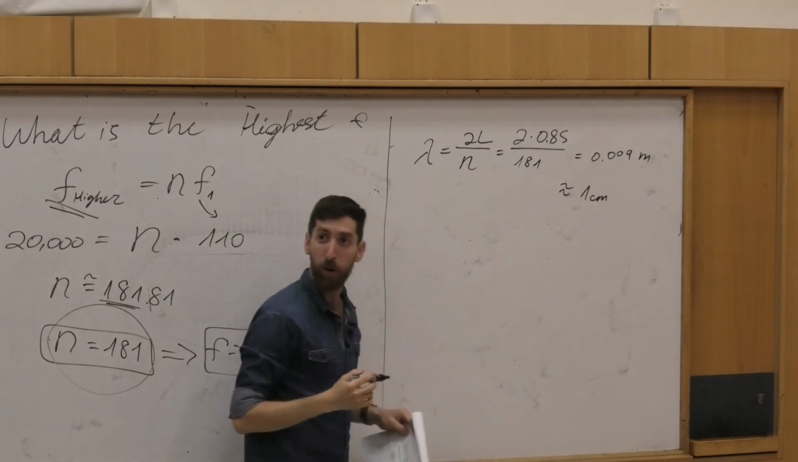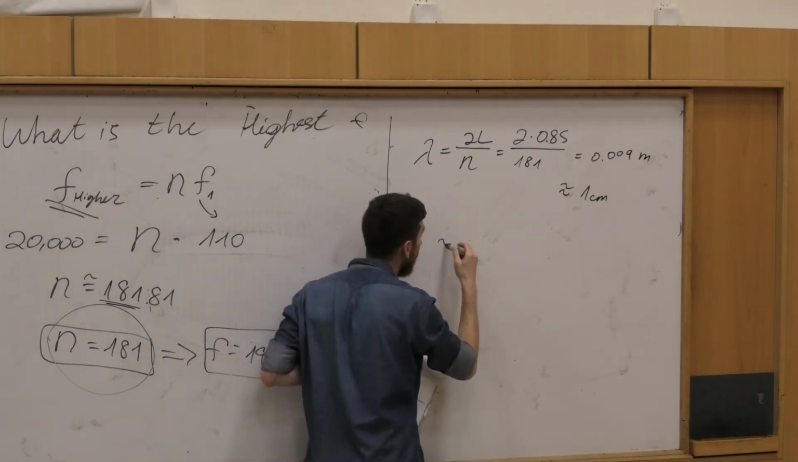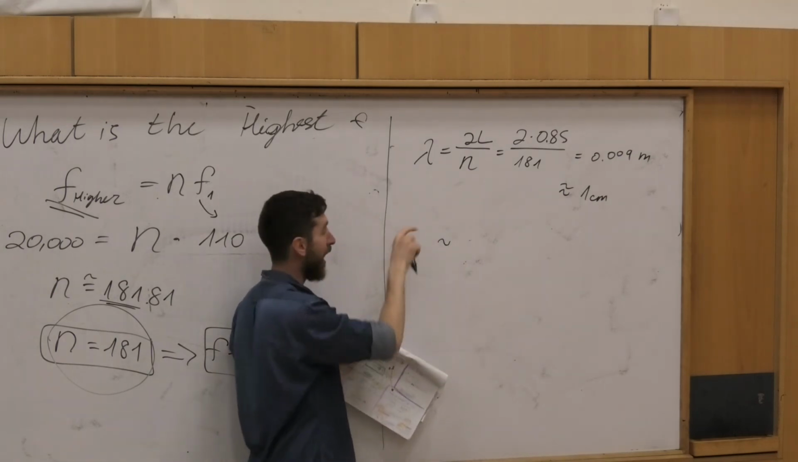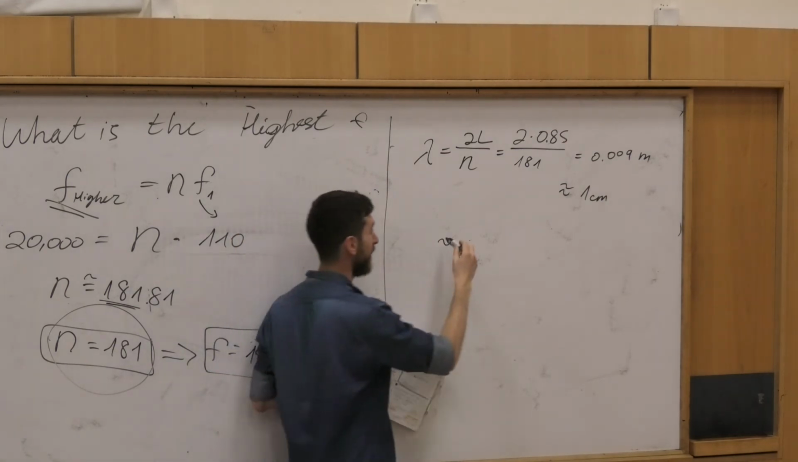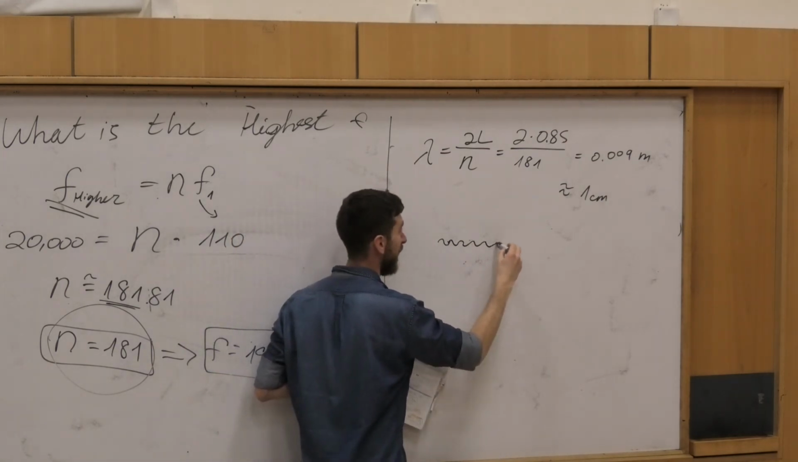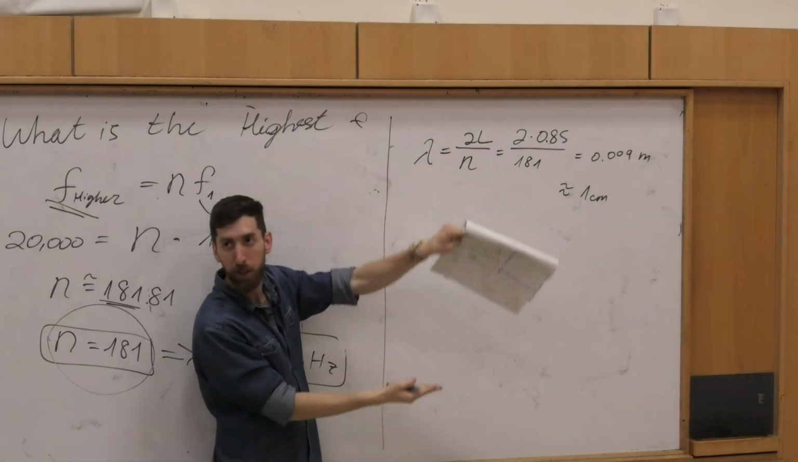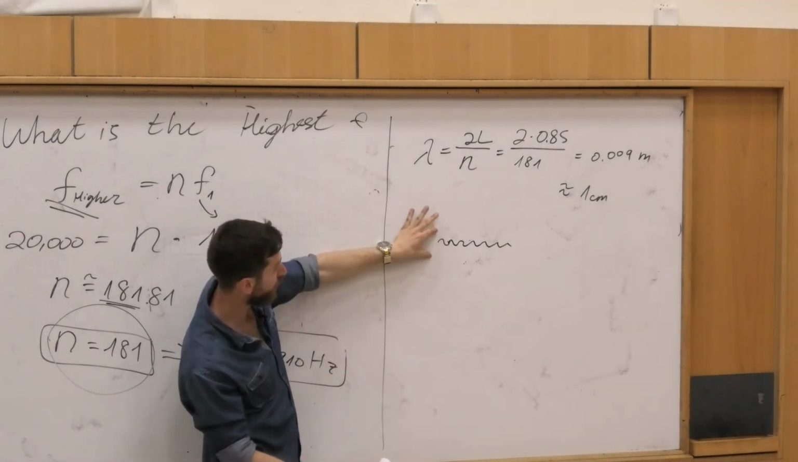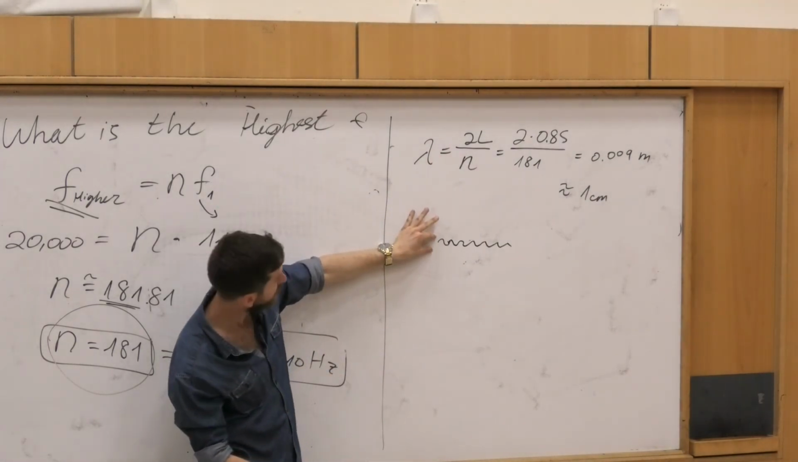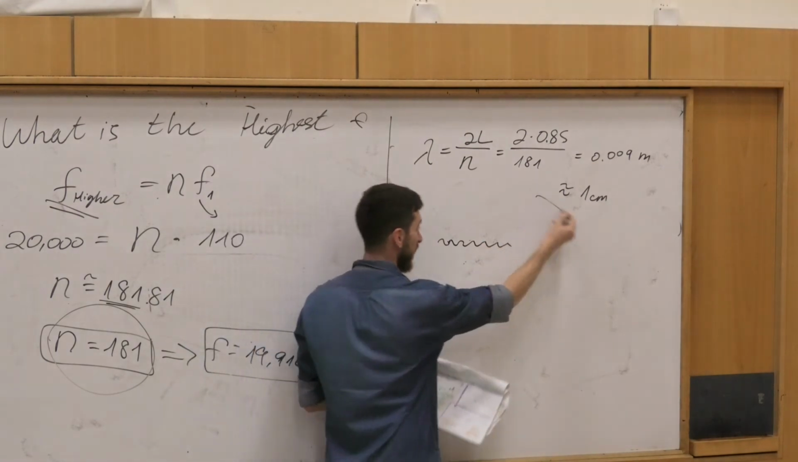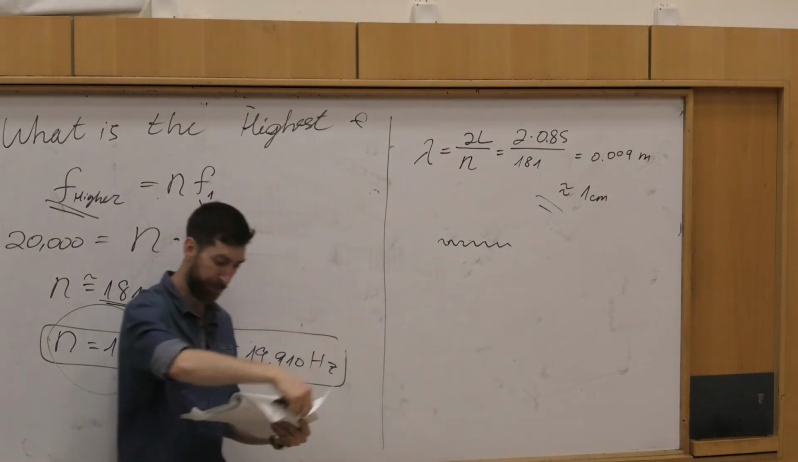So how is the string going to look like? It's going to look like this. Every 1 centimeter, we're going to have this curve, right? So it's going to look like this, and of course, maybe it's going to shrink. I just want to emphasize the amplitude, right? It can be smaller, right? So this is how the string is going to look.